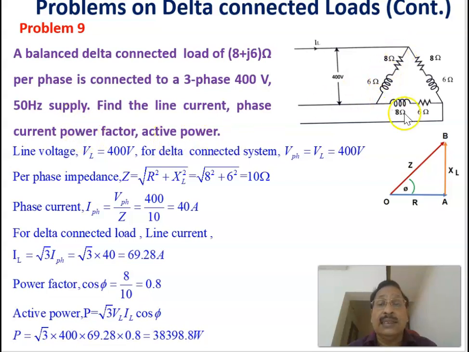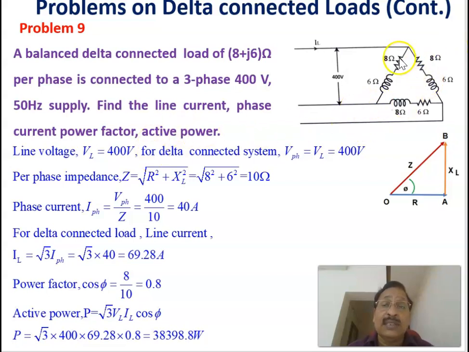Therefore, this is a delta connected load in which the per phase resistance is 8 ohm and inductive reactance equal to 6 ohm. In a delta connection, the phase voltage and line voltage are both the same, given as 400 volts, 50 hertz. Now you are asked to find out the phase current, the line current, the power factor and active power.